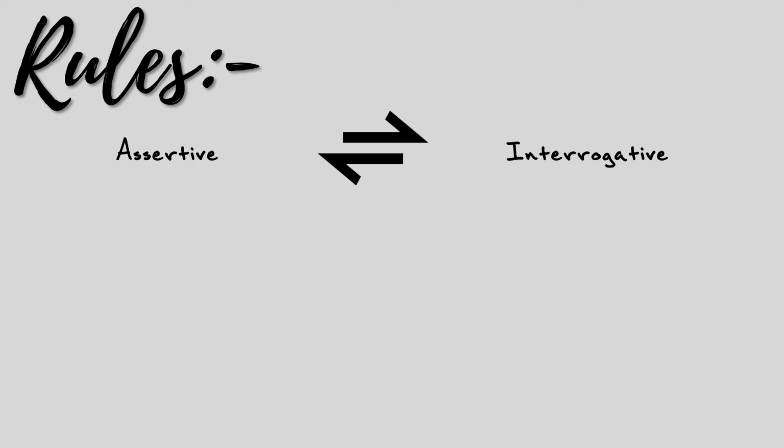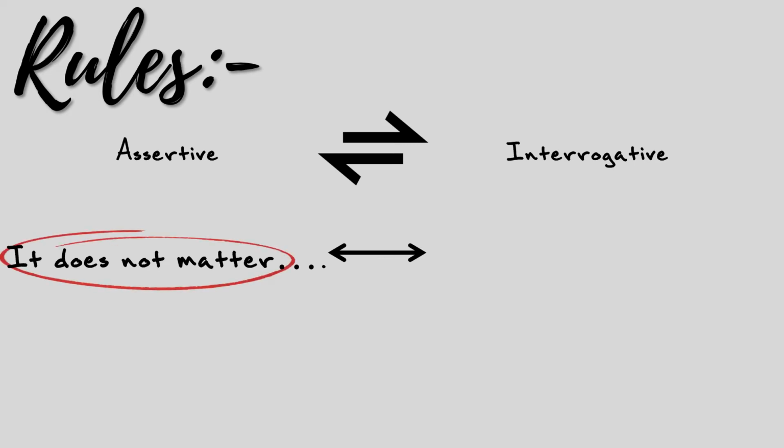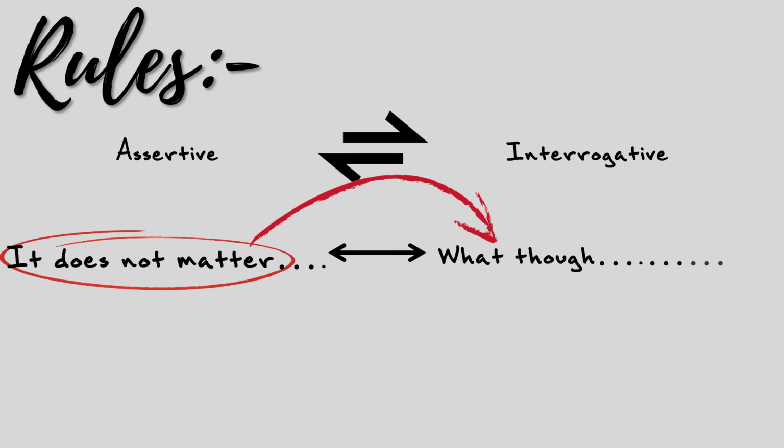Now, if an assertive sentence starts with "it does not matter", making it a WH question, the first thing that you need to do is replace "it does not matter" with "what though", and the rest of the part of the sentence will remain the same. And if you want to make it a yes/no question, you must bring the auxiliary verb in front of the subject and the rest will remain the same.